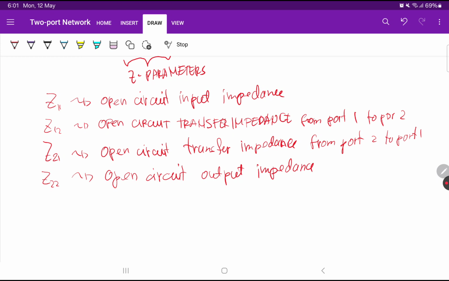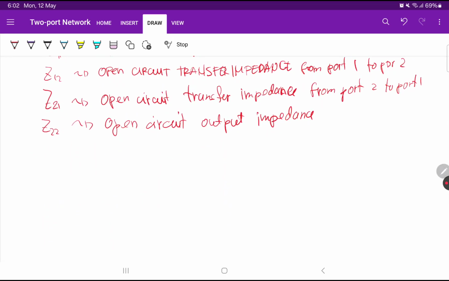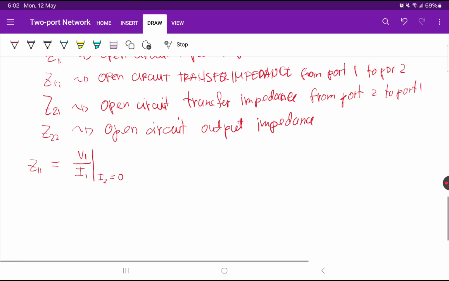So based on this definition, we can use them to solve for these parameters. So first, if you want to solve for Z11, Z11 is just equal to V1 divided by I1, but making sure that I2 is equal to 0. You make I2 equal to 0, then you divide V1 by I1, that will be Z11.